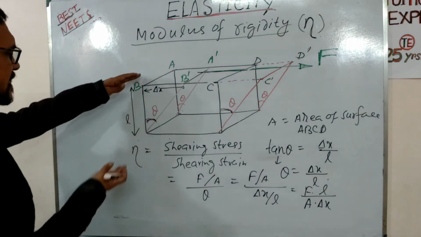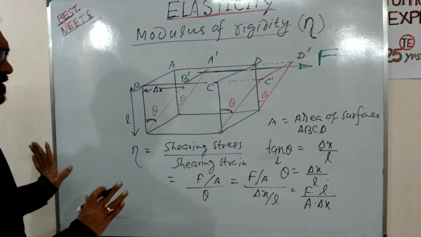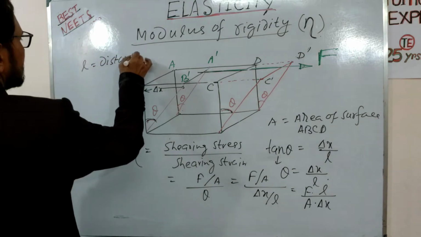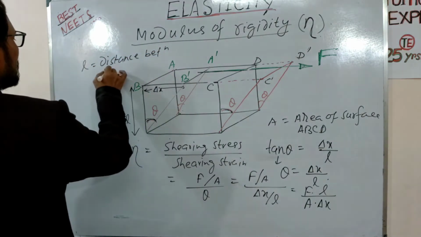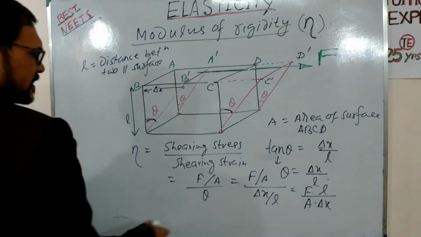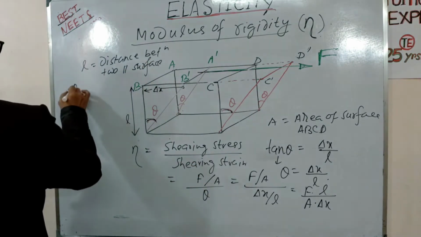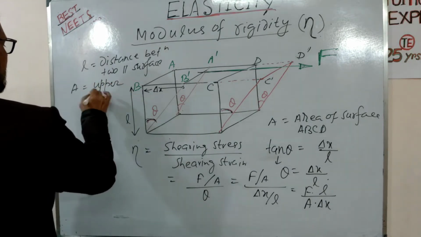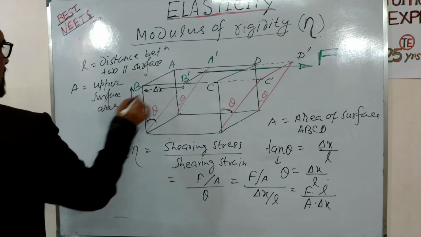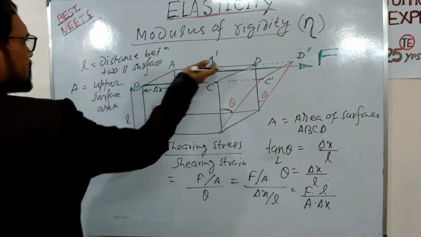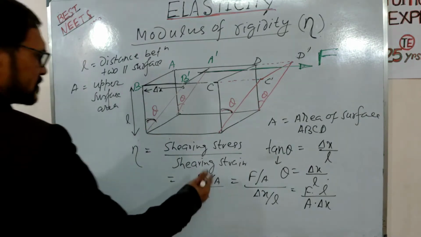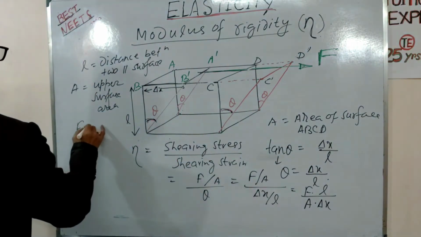Here L is the distance between two surfaces, not length. L equals the distance between two parallel surfaces, and A is the surface area. A equals the upper surface area, and del x is the shift of this line. F is the tangential force.